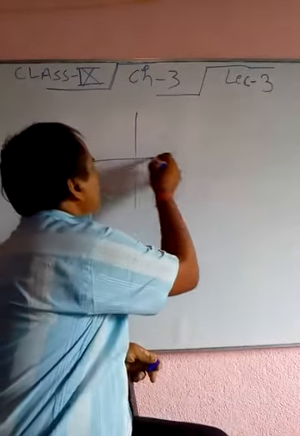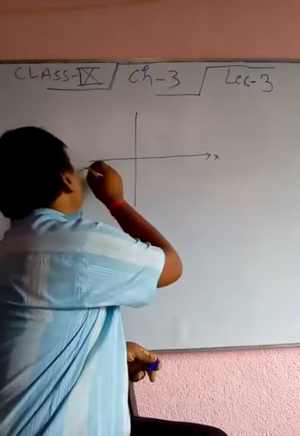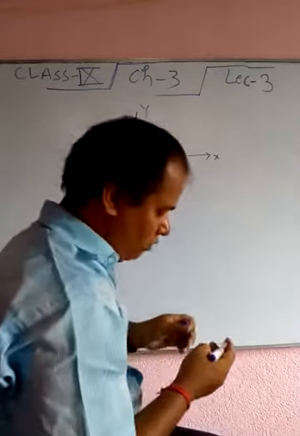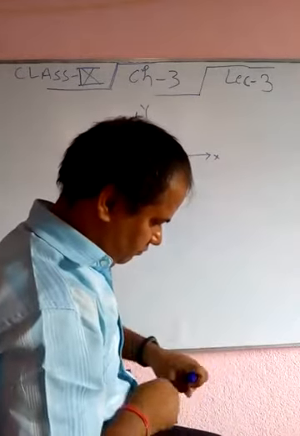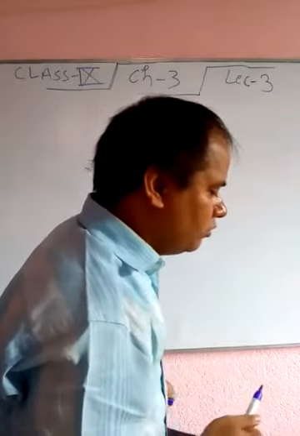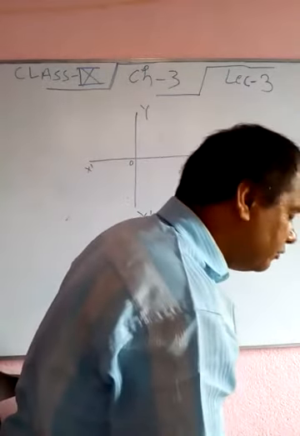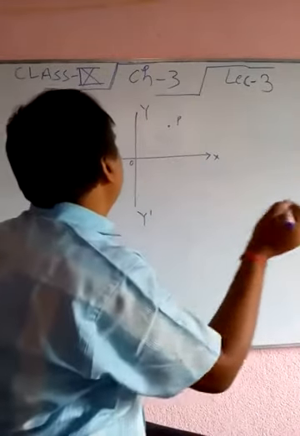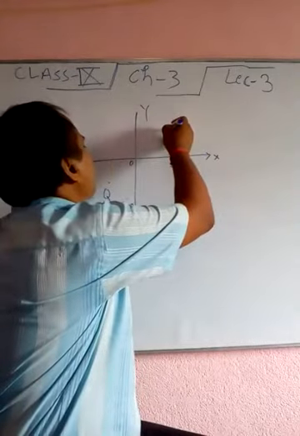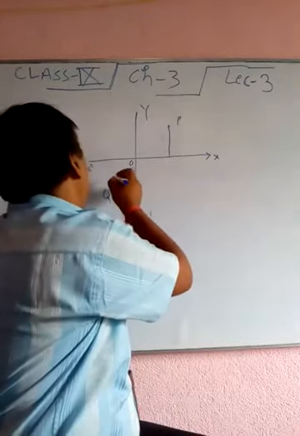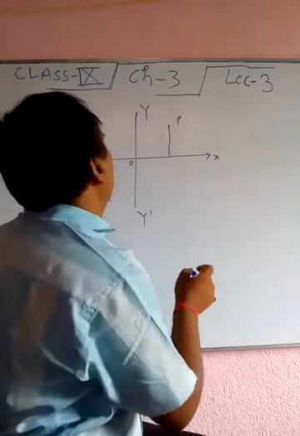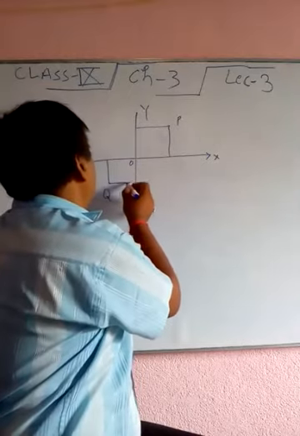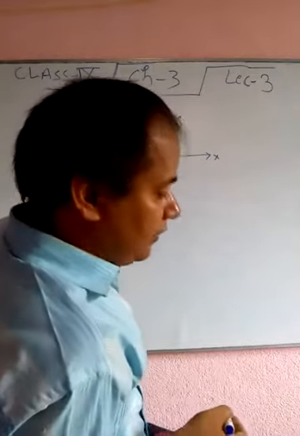This is the x-axis and this is the y-axis. This is the origin O. Now P and Q, here it is P and here it is Q. Then you have to put the perpendicular here and one perpendicular from here on the x-axis. Again, perpendicular from P on the y-axis, from Q on the y-axis.